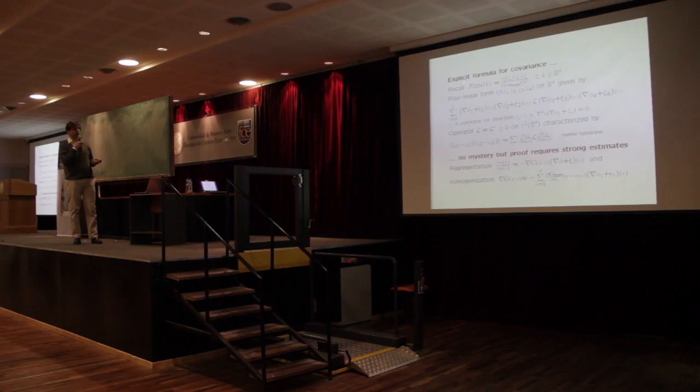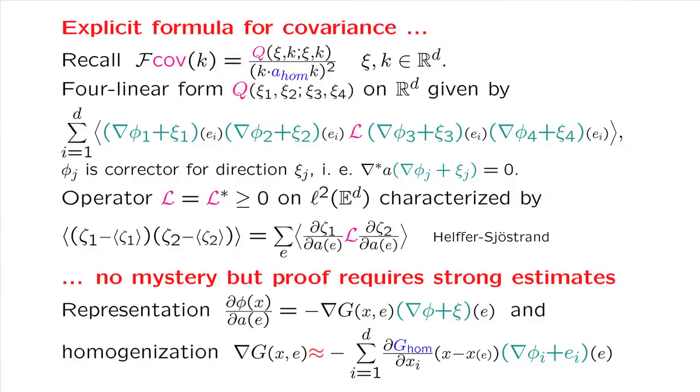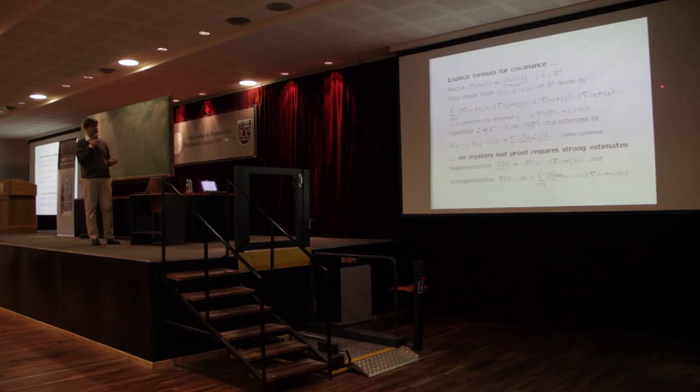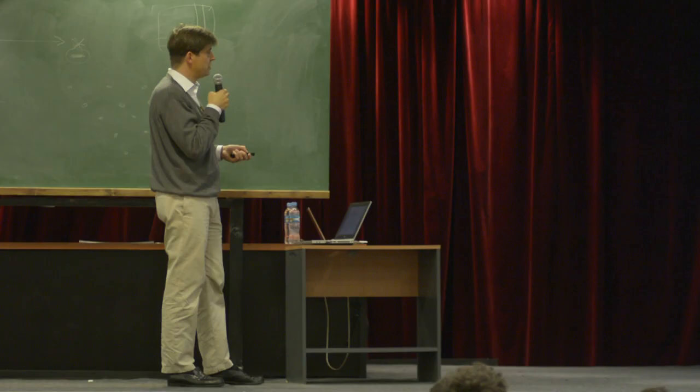So here again is the Fourier transform of the asymptotic covariance. k is the wave vector, psi is this fixed direction that defines the corrector, and in the numerator you have this four-linear form. So how is it defined? It's a four-linear form on R^d. It's a function of four vectors in R^d, and it's obtained by looking at this expected value, where the arguments of the expected value come from solving the corrector equation for these four different directions, psi 1, psi 2, psi 3, psi 4.